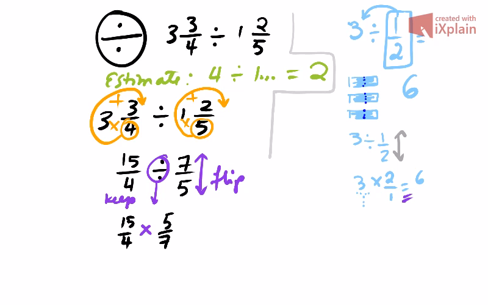If we can, we try to first simplify to get smaller numbers. So 15 and 4, now we cannot simplify because one is a multiple of 2, the other one is not. 15 and 7, again we cannot simplify. 7 is a prime number that only divides by 7.